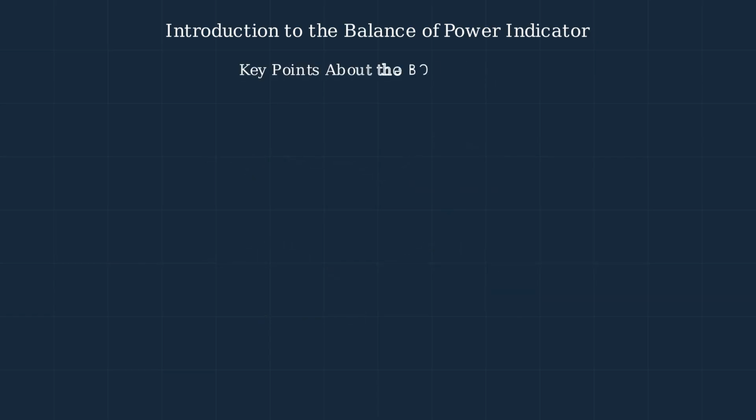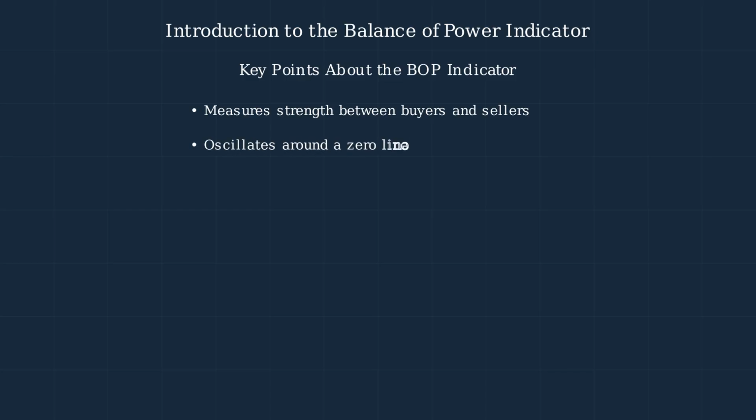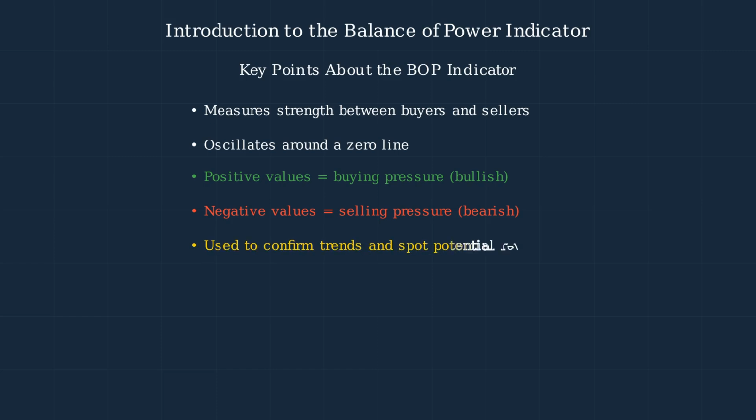Let's summarize the key points about the balance of power indicator. The BOP indicator measures the strength between buyers and sellers in the market. It oscillates around a zero line, making it easy to identify shifts in market control. Positive values indicate buying pressure, which is generally bullish for price. Negative values show selling pressure, typically bearish for price. Traders use the BOP indicator to confirm trends and identify potential market reversals.